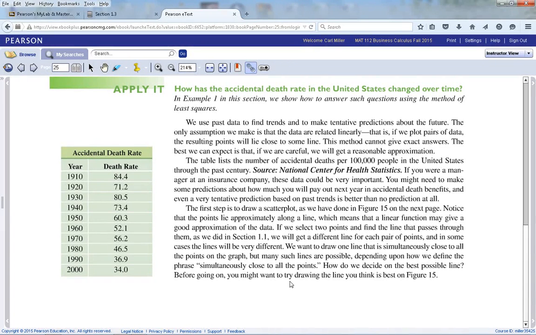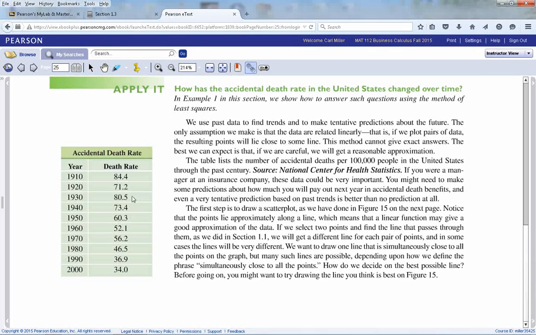In the last section of Chapter 1, we're going to look at something called least squares regression, or the method of least squares. So the concept is we have two variables. In this case, year would be 1910, 1920, 1930, and so on. And the death rate per 100,000 people in the United States, 84.4 per 100,000 people in 1910, 71.2 per 100,000 people in 1920, and so on.